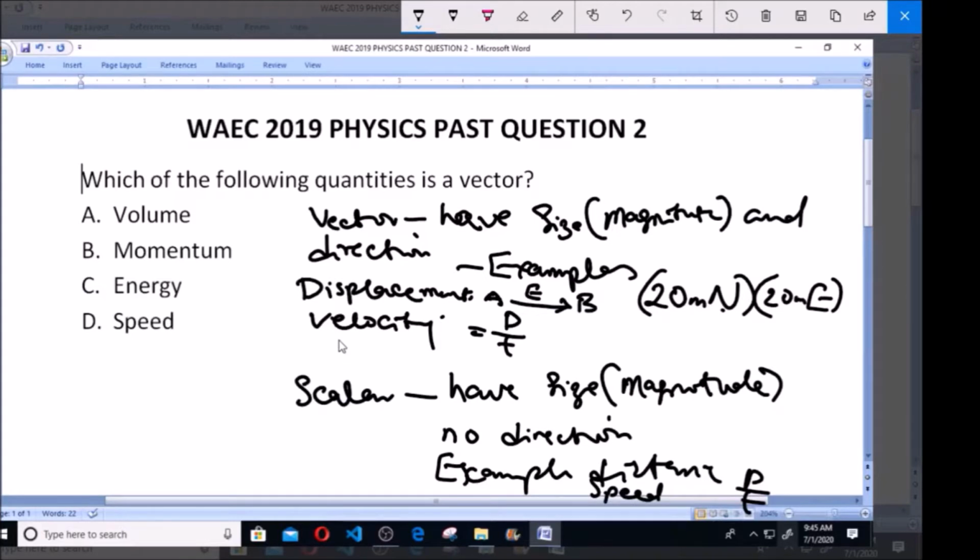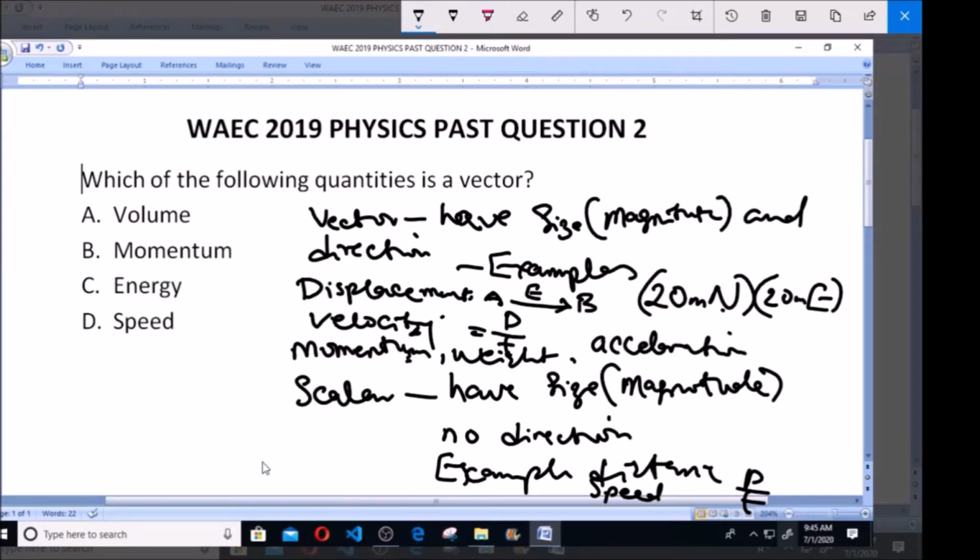Now, other examples of vectors are momentum. Momentum is a vector because to calculate momentum, you need an element of velocity. If something has an element that is a vector, it's most likely that the quantity is going to be a vector quantity. Other vector quantities are weight, because weight is normally directed towards the ground where you have the acceleration due to gravity. Another example is acceleration, which is also a vector quantity.